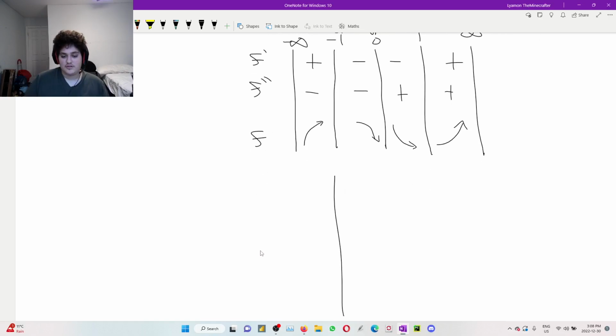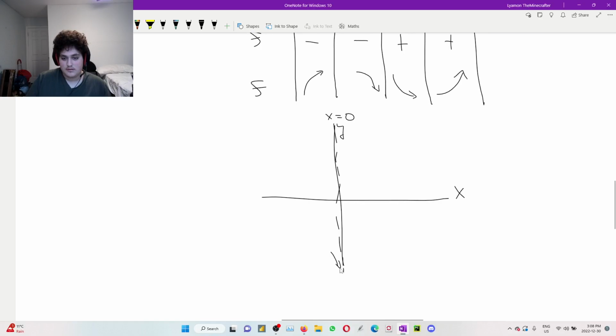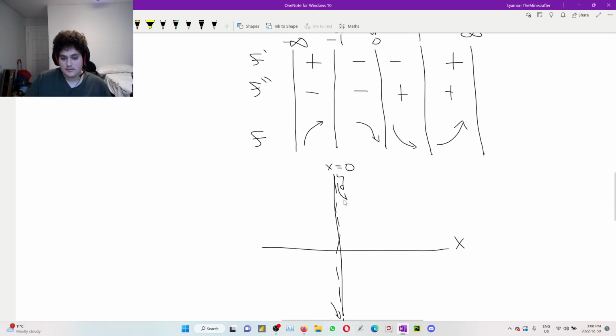Now we just have to do a quick sketch. So we have our asymptote here at x equals 0. This is y, this is x. We see that it's going to look like this, and it's going to look like this, just copying these two here and here. We know that we have our oblique asymptote at y equals x. And that's basically it. We're done.